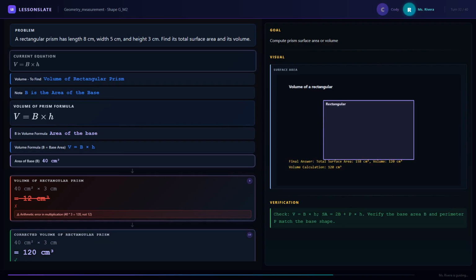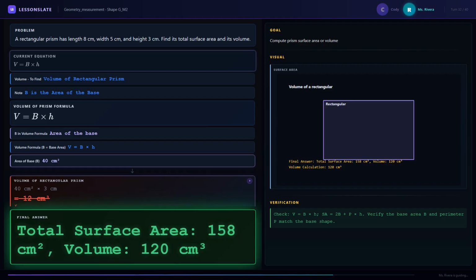Yes, Cody, that's absolutely correct. 40 square centimeters multiplied by 3 centimeters gives you 120 cubic centimeters. It's completely normal to make those small arithmetic errors, and the important thing is that you're catching them and correcting your work. So, the volume of the rectangular prism is 120 cubic centimeters. Congratulations, you've solved the problem.